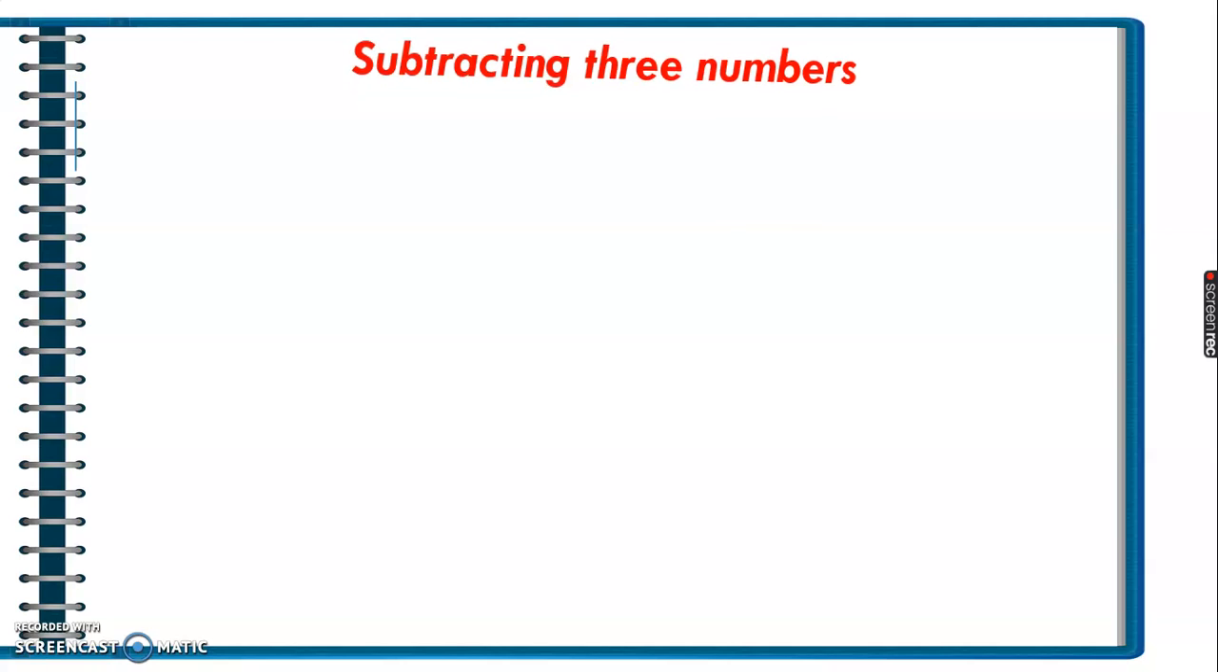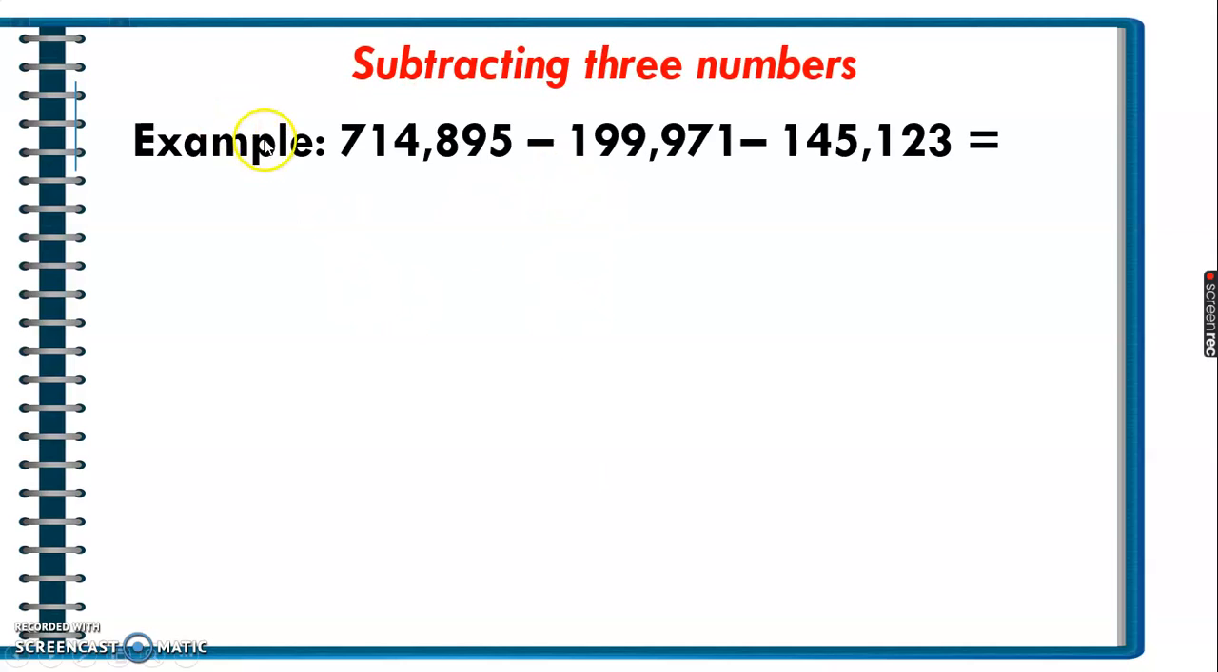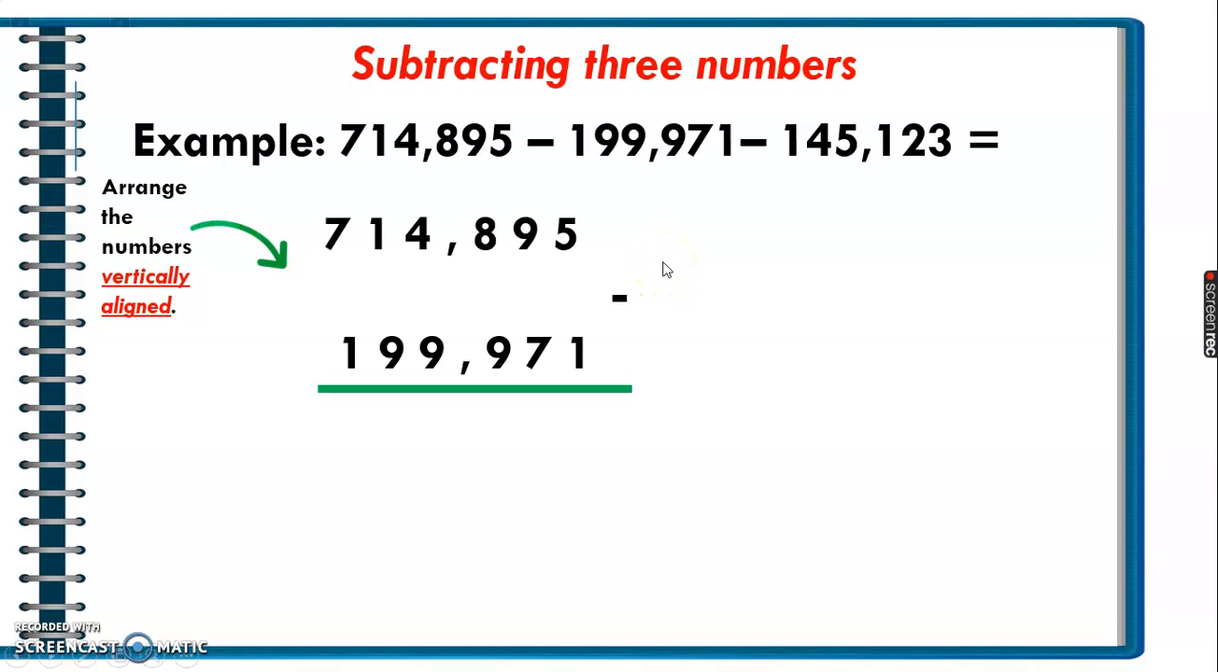Next, subtracting three numbers. Example, 714,895 minus 199,971 minus 145,123 is equal to. Again kids, arrange the numbers vertically aligned, just like this. Take a look. Very good. So why is it I'm just only subtracting the two numbers? Okay, kids, listen. If we got the answer already, that's the time that we're going to subtract the last number.